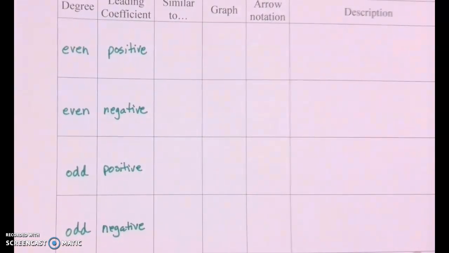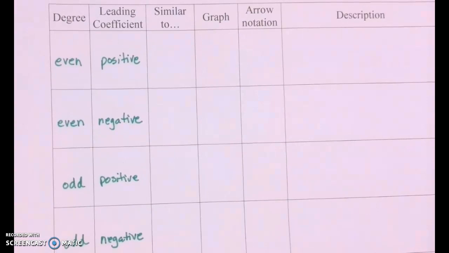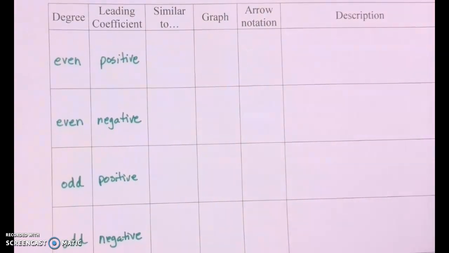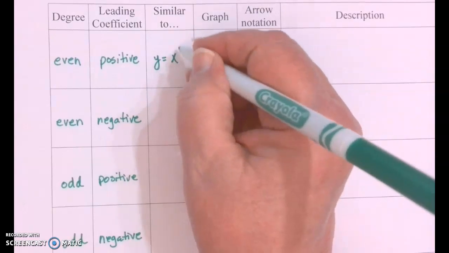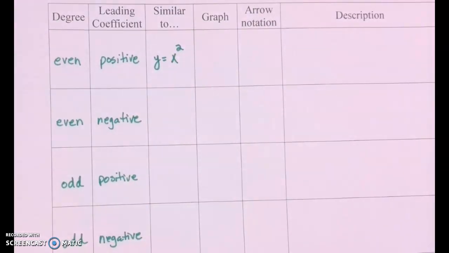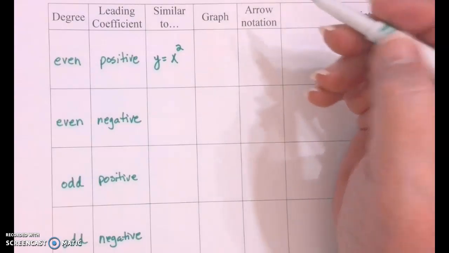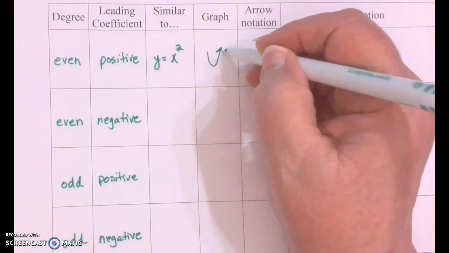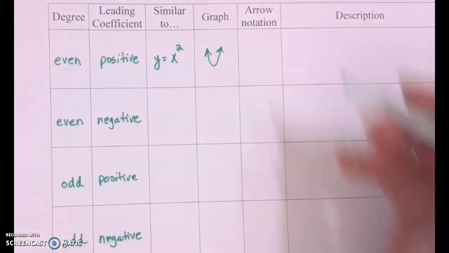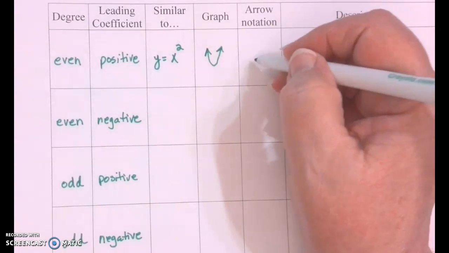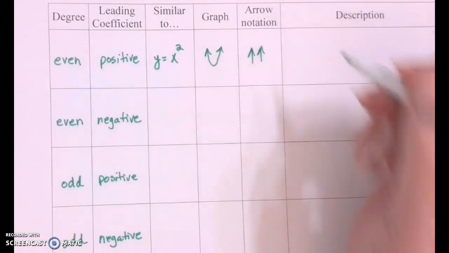Now, what I want to show you is that there are similar functions that we already know from our library of functions. So if it is even with a positive leading coefficient, that is similar to our function y equals x squared. And we know that that looks like a U and opens up. And you've seen me use arrow notation when we're talking about end behavior. I'll go both ends up.